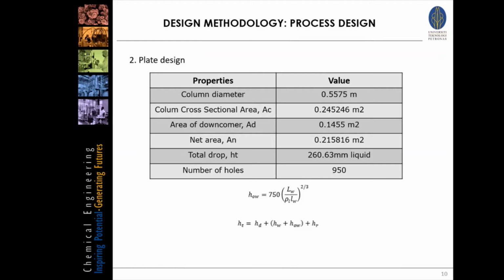As we calculated just now, we can see from this table here the column diameter, the internal column diameter, the cross-sectional area, downcomer area, net area, and finally the total pressure drop. So we do this by calculating the minimum and maximum height of the liquid crest using this following equation, where LW is the weir length calculated previously. We then calculate the dry plate drop and the residual head here. The sum of all of it is the total head drop.